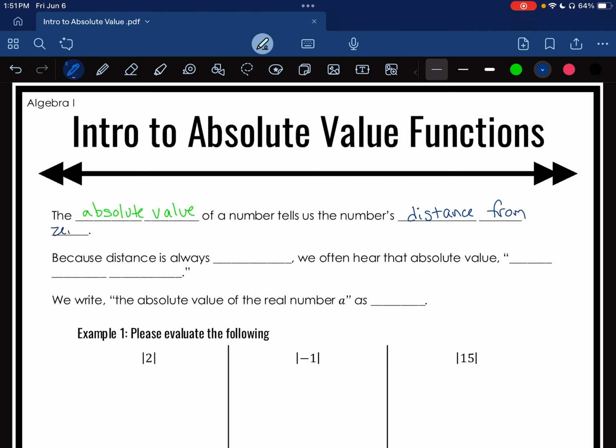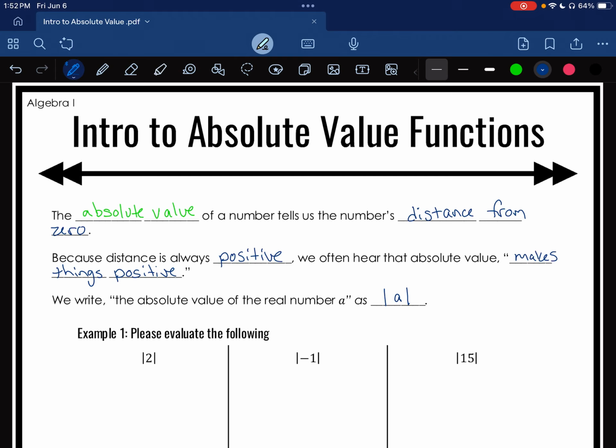And you might be thinking, hey, I thought it makes everything positive. And you are right. We'll talk about that in a second. Because distance is always positive, that's why we hear people say, well, absolute value makes things positive. And so we write the absolute value of the real number A like this: we take our real number A and stick it in these bars, kind of like two parallel bars.